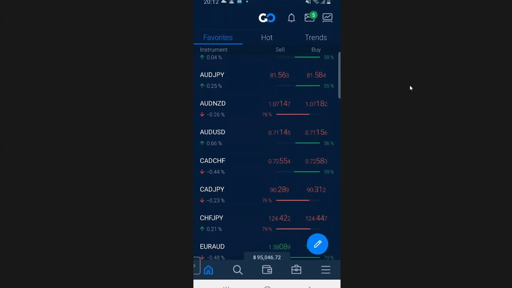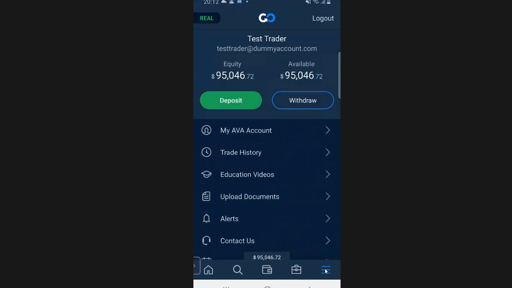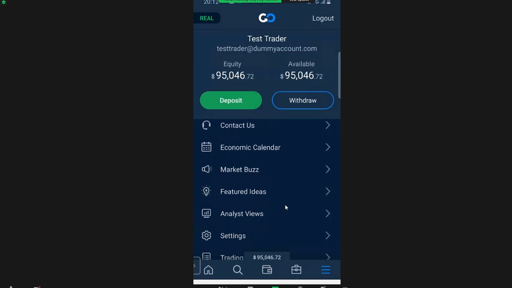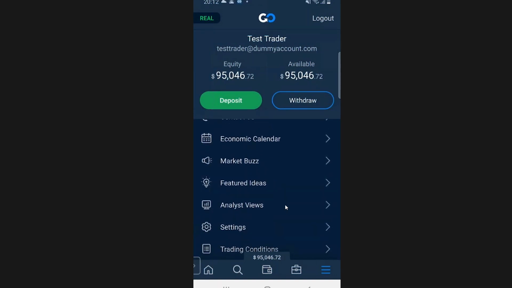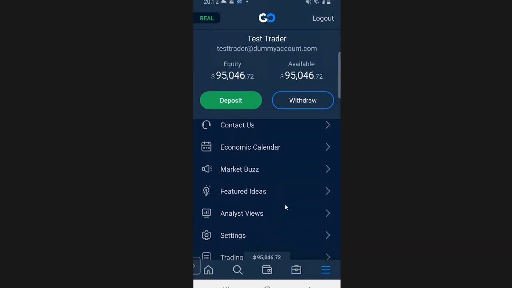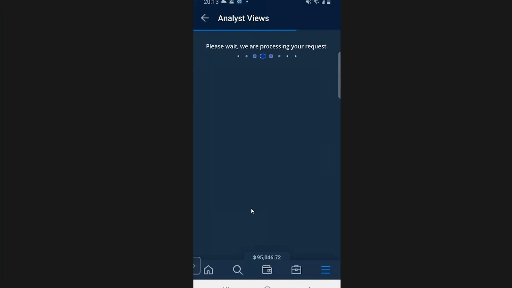And since it's technical analysis today, let's take a look at some features that give us technical analysis. We'll maybe do the analysis on the full screen web trader, but you can just as easily do it on the app. If I tap on this section here, we can get some free technical analysis signals. I like to use that because it speeds things up a bit with your technical analysis. If we look at featured ideas or analyst views, we'll get some technical analysis done for us. I tapped on the analyst views.